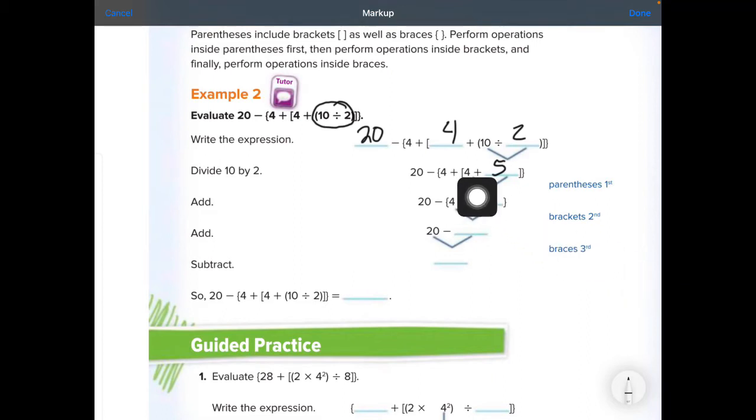Right here we have 4 plus 5 is 9. Then we have 4 plus 9 is 13. And they keep bringing these numbers down. So now we have 20 minus 13 is a beautiful, lonely number 7. So this great big mess of numbers equals 7.